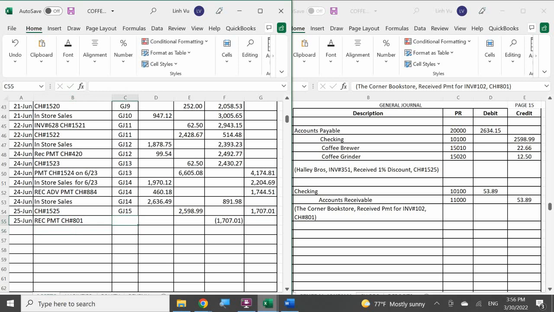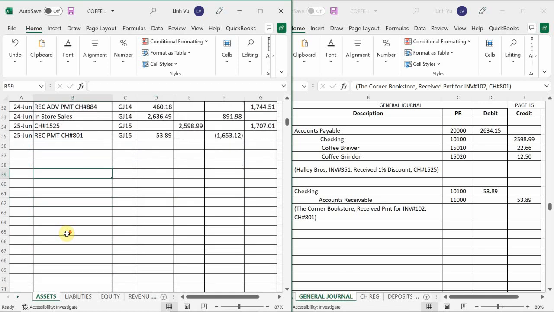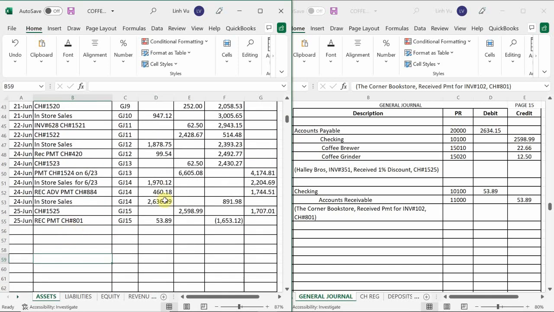Okay, we received payment, check 801. Okay. Which was $53.89. Okay. Which didn't really do much, right? It still left us in the negative. We're still at negative $1,653.12. Okay.